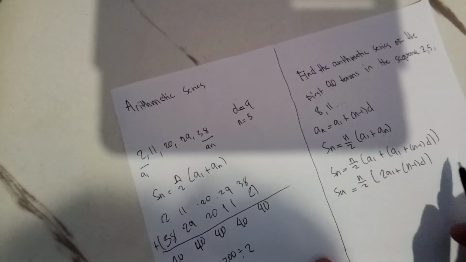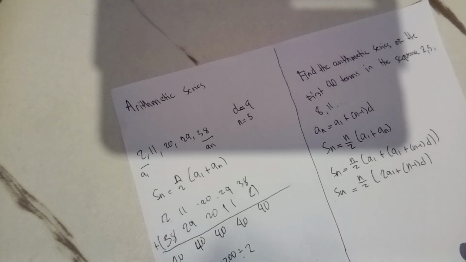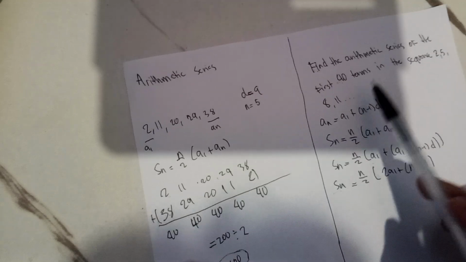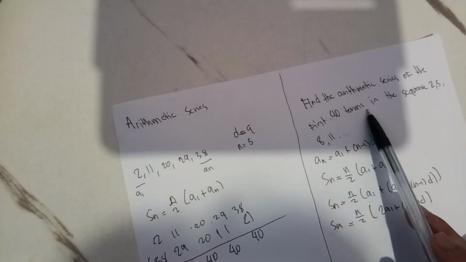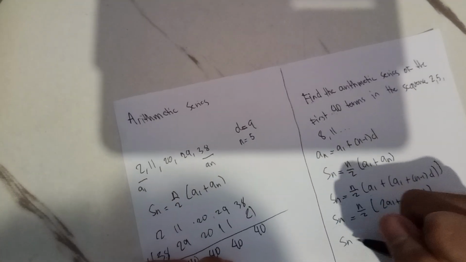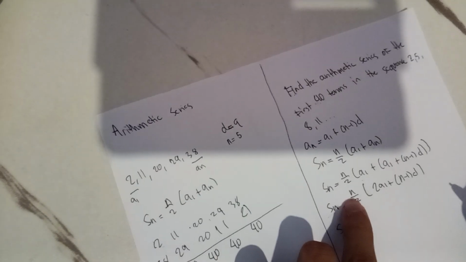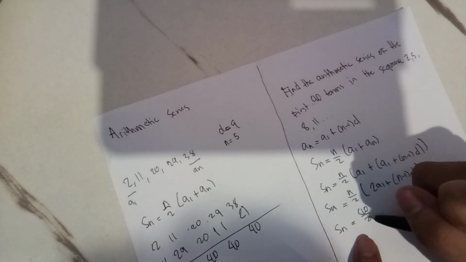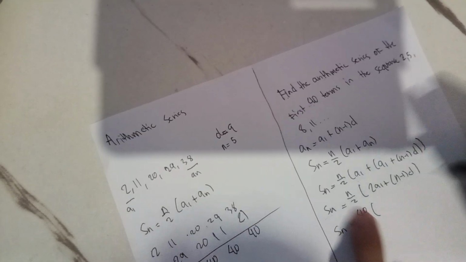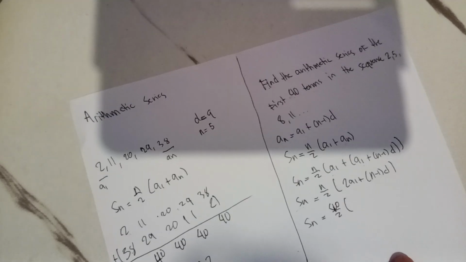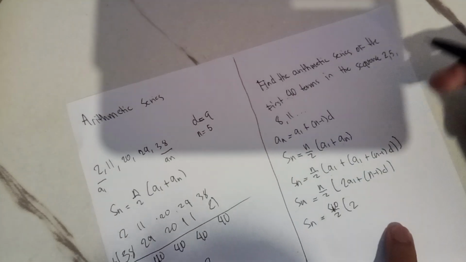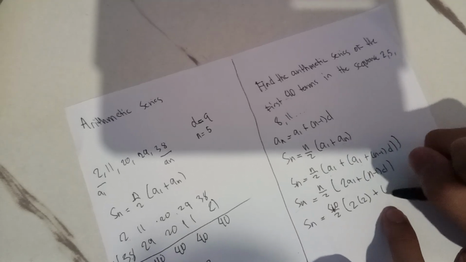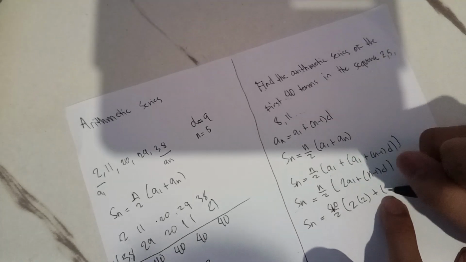Okay, our second formula. So how can we use it in this type of question? Now, we have 40 terms. So let's write it muna. Sn is equal to n over 2. That is 40 over 2. Diba? Times 2a1. Our a1 is definitely 2. Plus the number of terms, that is 40, minus 1.